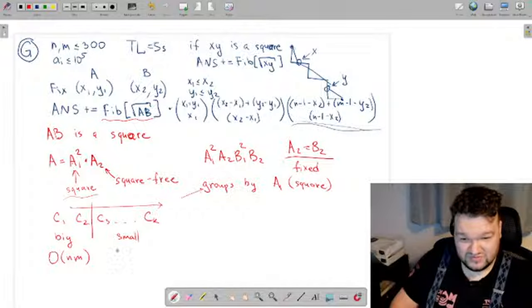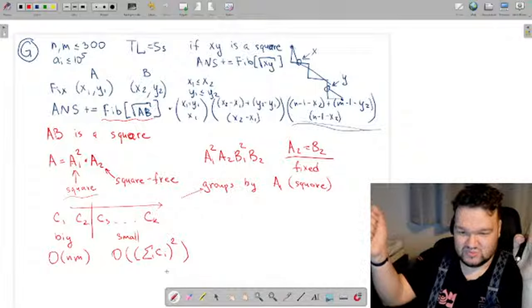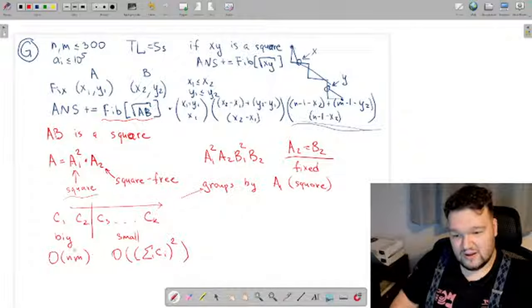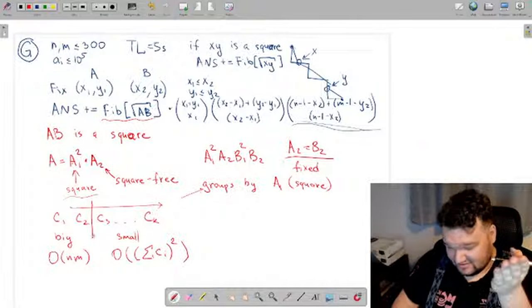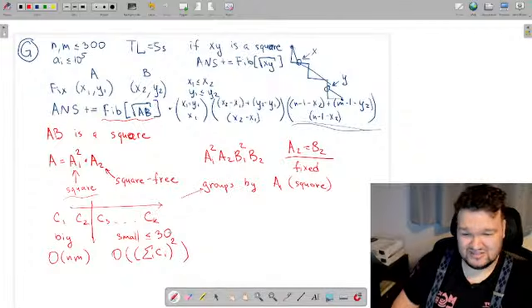And then for the small groups, we will process them in a stupid way. Just take the sum of C_i squared, and we have those points. Take a pair of them, calculate their contribution to the answer. Now, I state that that's what I wrote and it passes. And I think in my code that passes, small is at most 30 or something.